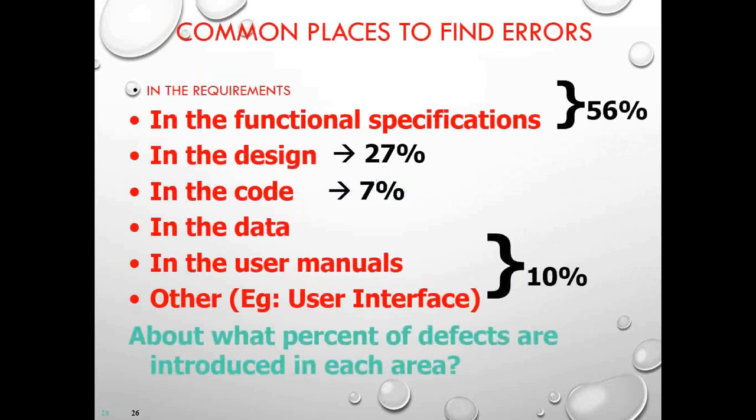As you see here, in the requirement phase and the functional specification phase, 56% of the time we are able to identify the defects in this BRD and TRD phase. In the design phase we get up to 27% of the issues. Then in the code we get 7% of the issues. Then from data to user interface we get the rest, 10% of the issues. So this is how the categorization is based on the statistics available so far.